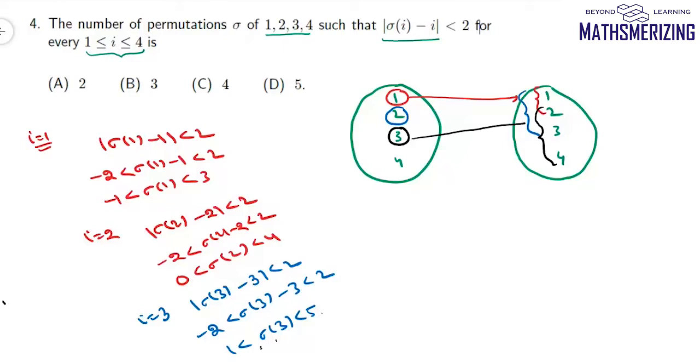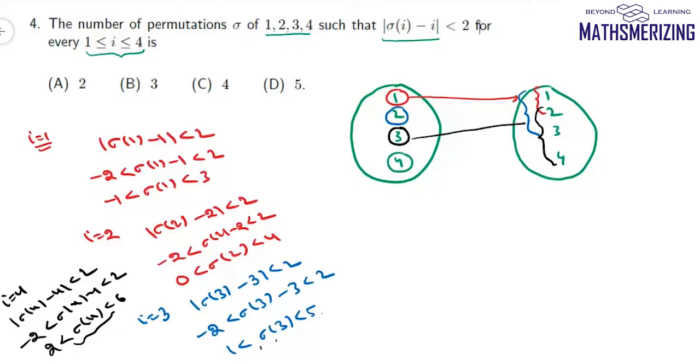And finally for i equals 4, I can write sigma 4 minus 4 is less than 2. So minus 2 is less than sigma 4 minus 4 is less than 2. So 2 is less than sigma 4 is less than 6. So here there are 2 values which are possible for sigma 4 and they are 3 and 4. So for this 4, we have 2 choices. So it will be either 3 or 4.